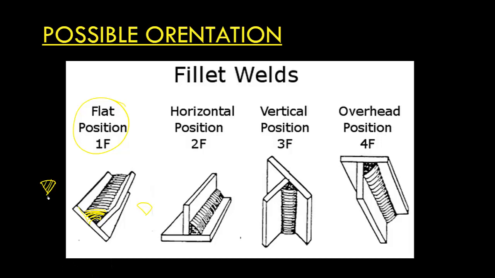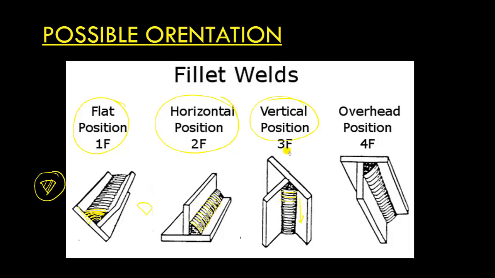So this is a flat orientation. This is a weld portion. So this is a flat orientation. Now similarly, in this case you have a horizontal position. So in this case the weld is in a horizontal position, or the orientation is horizontal. Similarly, in this case you have to build the weld going in the vertical direction, and that's why this is a vertical position orientation.